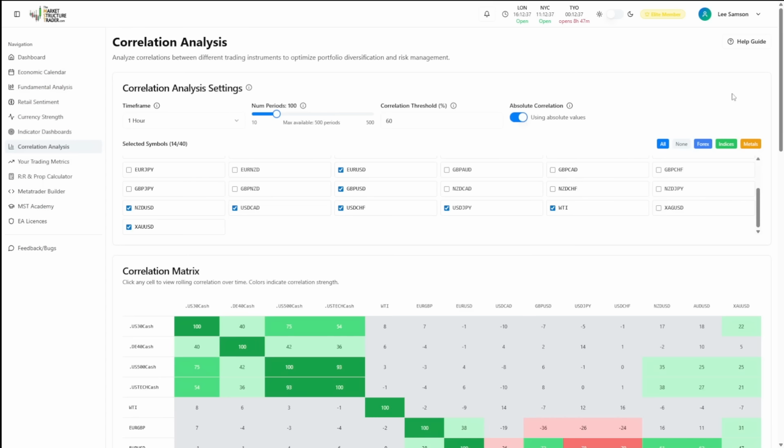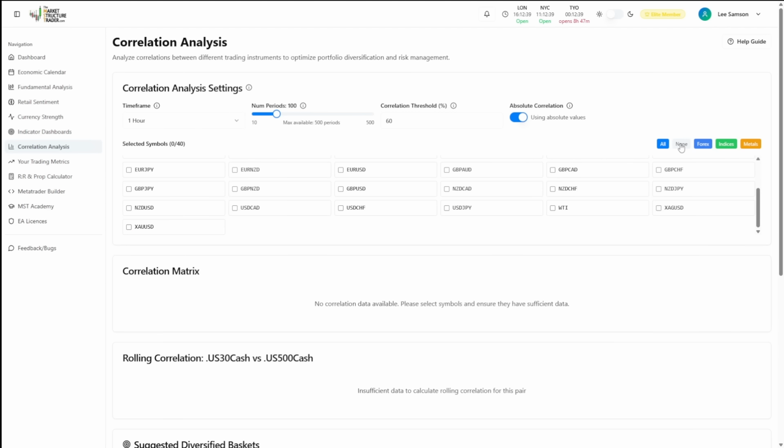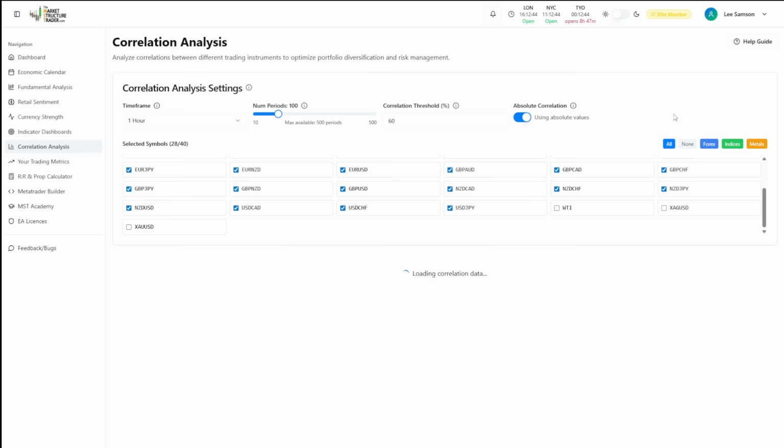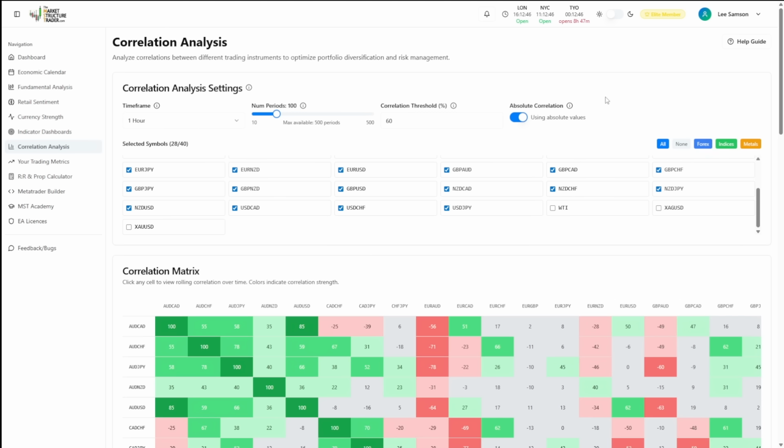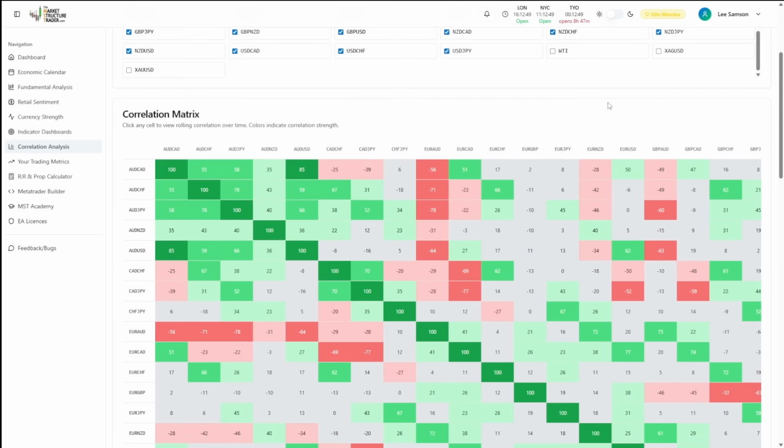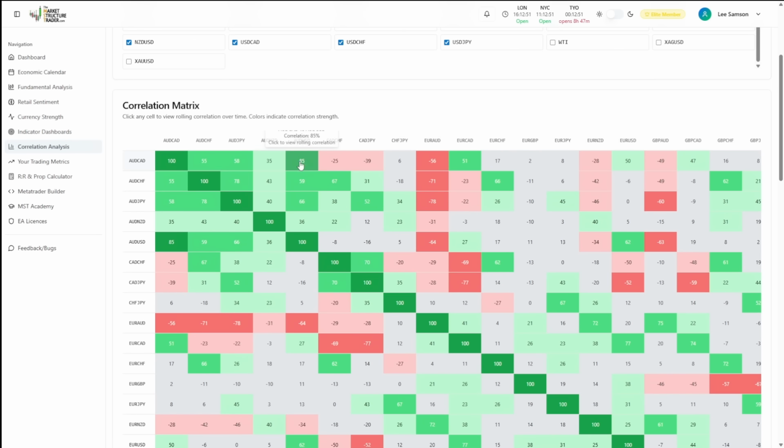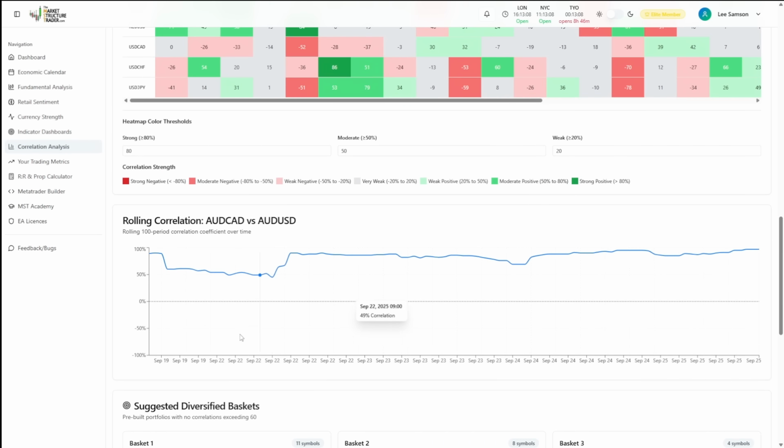One strategy that you can use with the correlation analysis dashboard is to select all forex pairs or select all indices and look for heavily correlated instruments. So anything that is highlighted in dark green, which is not the same currency pair. So in this case, as you can see, we have the Australian dollar, Canadian dollar, and the Australian dollar, US dollar, which are 85% correlated. If we click on that, you can see that over time, these pairs become uncorrelated.